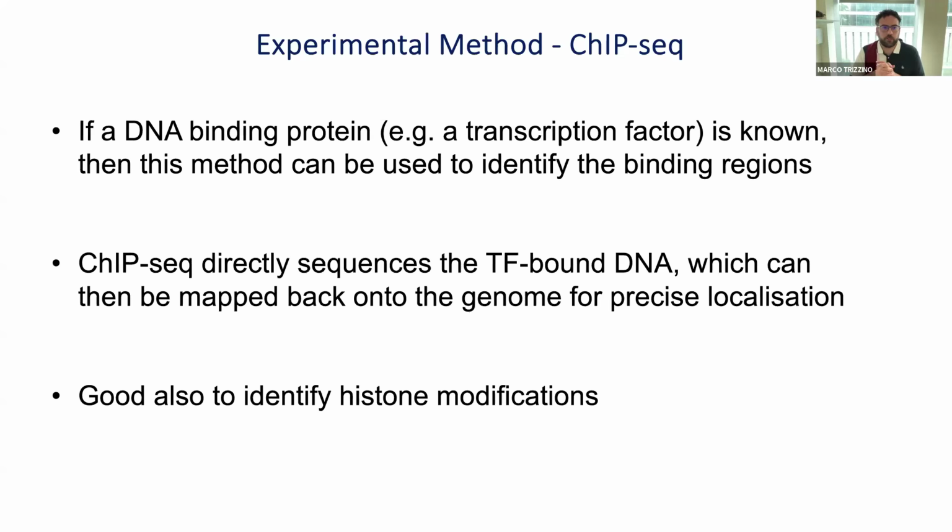Let's start with ChIP-seq. If a DNA binding protein like a transcription factor is able to bind DNA, you can use an antibody that recognizes that protein to isolate all of the DNA regions that are bound by the protein itself. And I'll show you now how it works. Something very important: you can use the same approach with a specific antibody designed for histone modifications, instead of an antibody for a DNA binding protein, to identify what the histone modifications are.